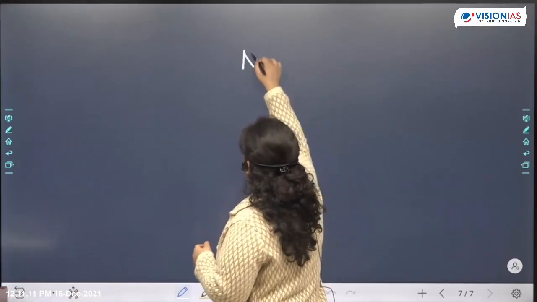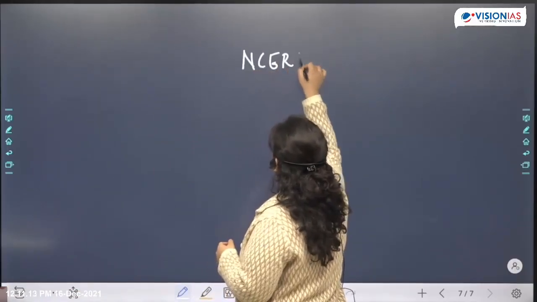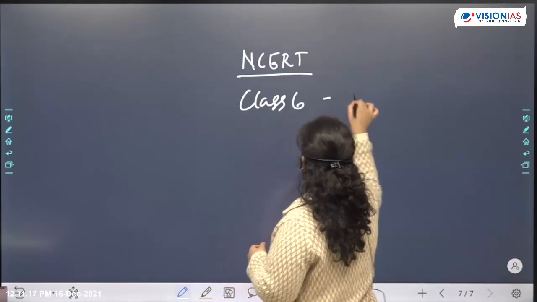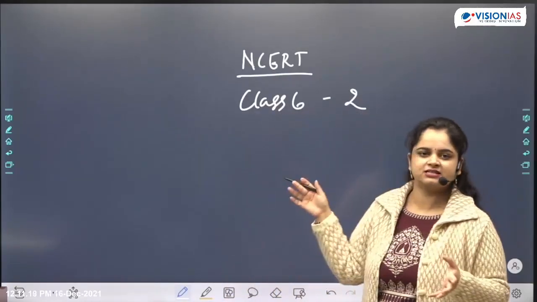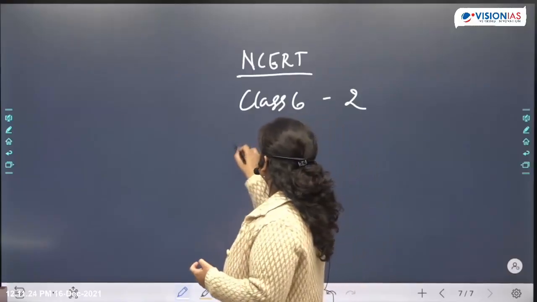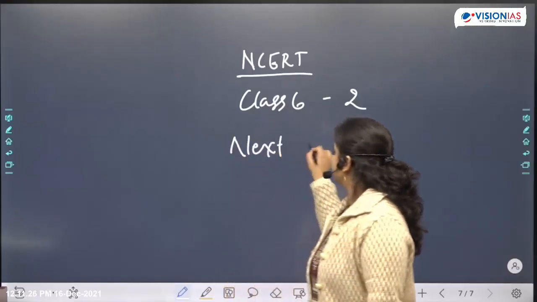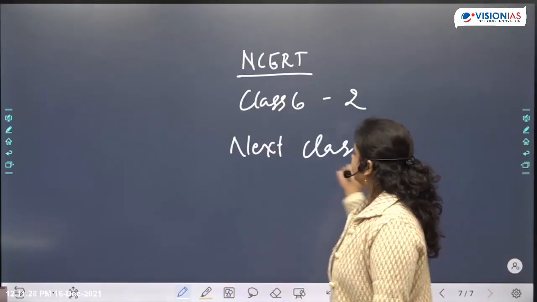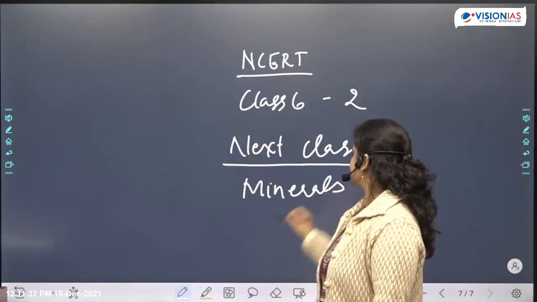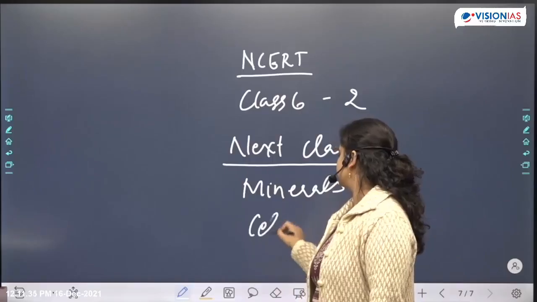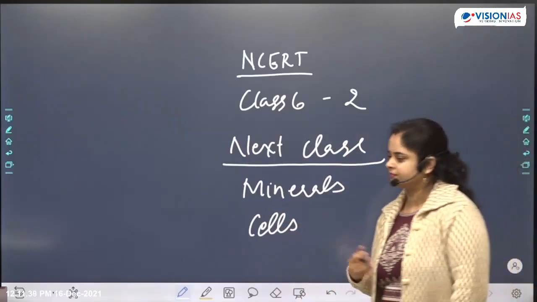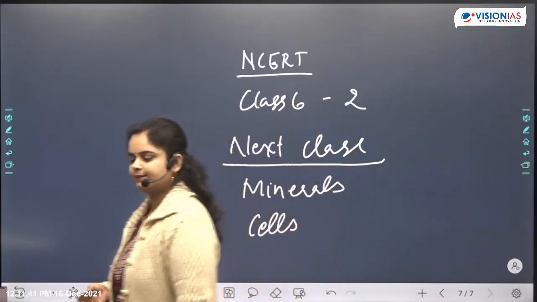Okay, NCERT, there is this very small chapter, Our Food, in your class 6th, chapter 2. So this is something which you can additionally make the effort of reading. And in the next class, we will start with minerals, and then we will be doing cells. We'll talk about cells, how different cells are working.